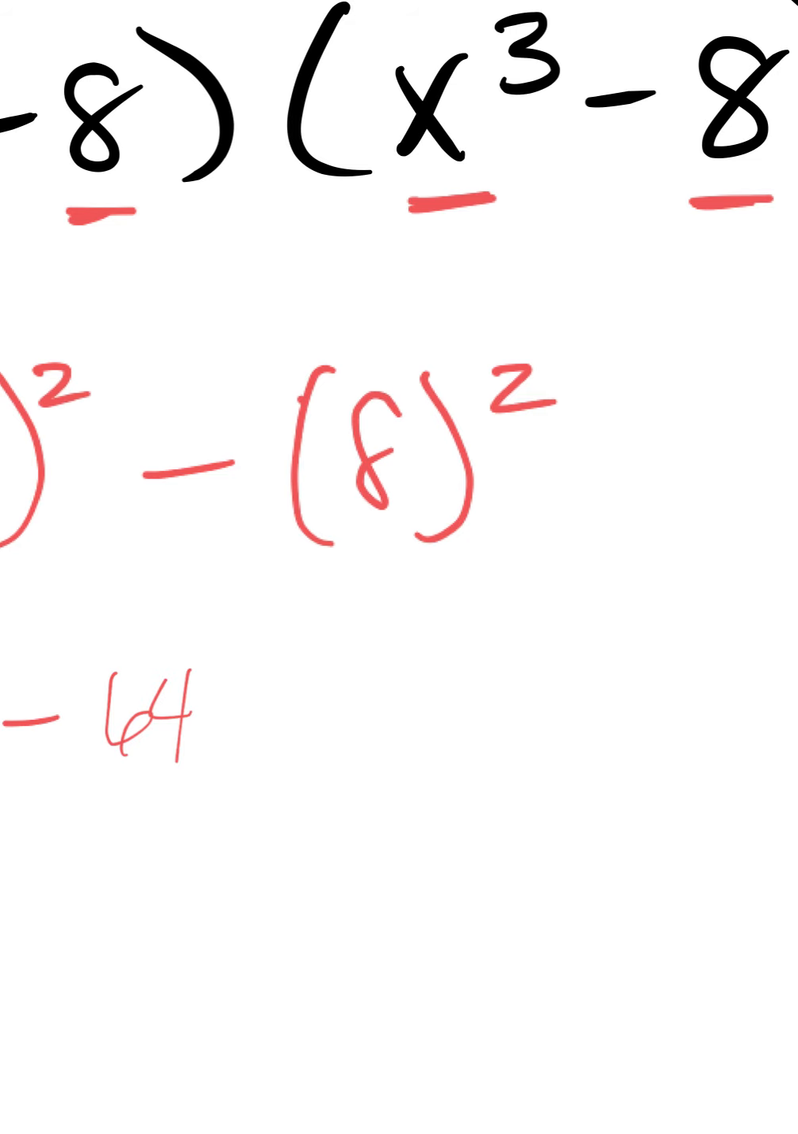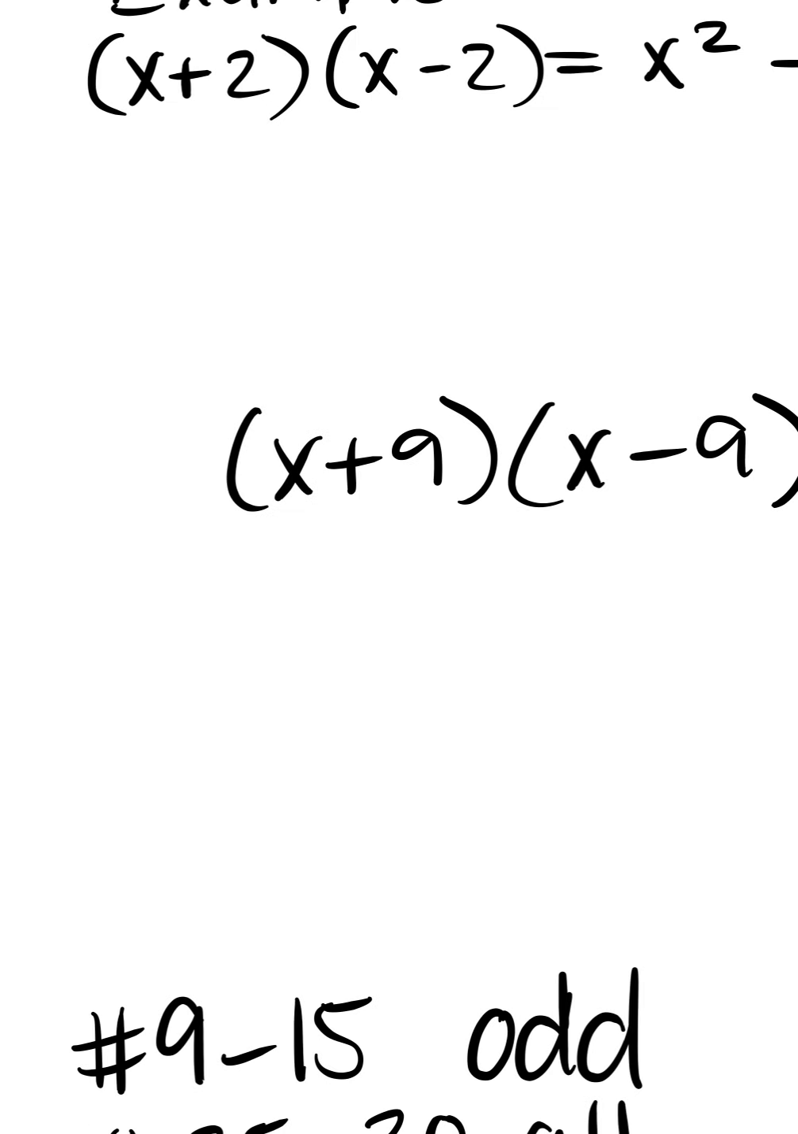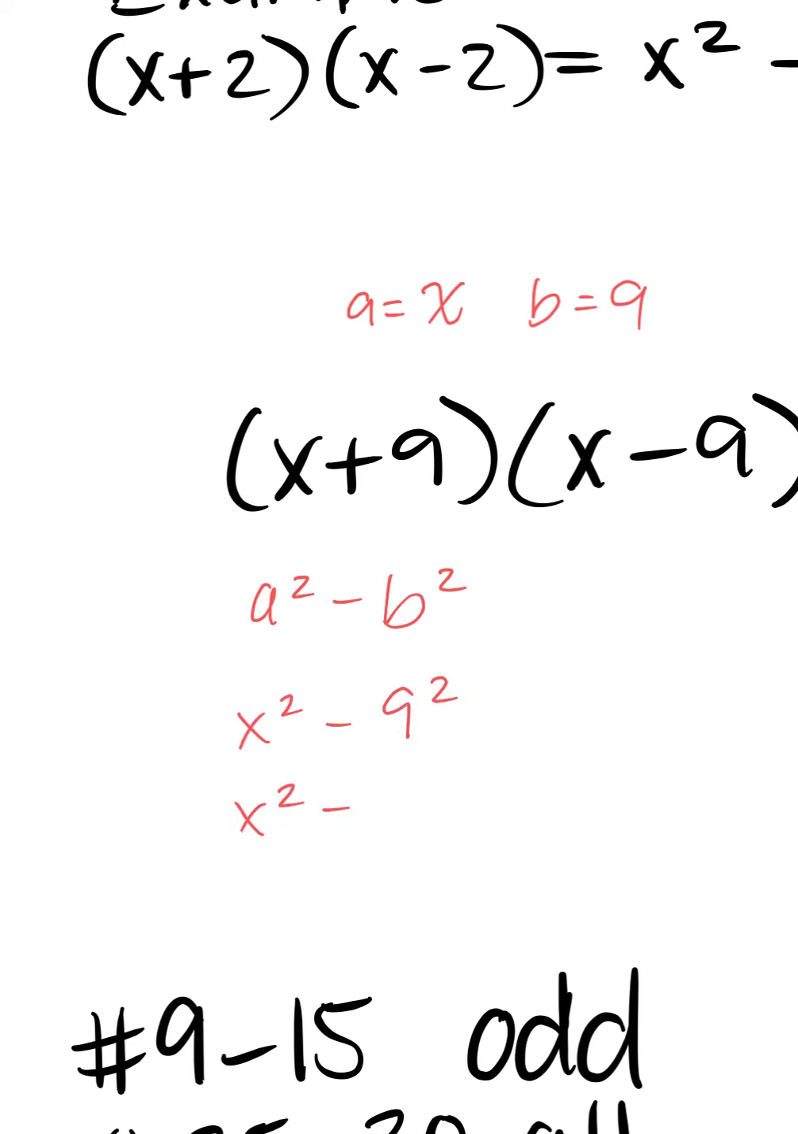Now, if you were to FOIL, would we get the same answer? Yes, okay? If you were to FOIL, you would get the exact same answer. All right, let's do the other one. (x + 9)(x − 9). What's my a? What's my b? Plug it in. It's going to be a squared minus b squared, x squared minus 9 squared, which is x squared minus 81.